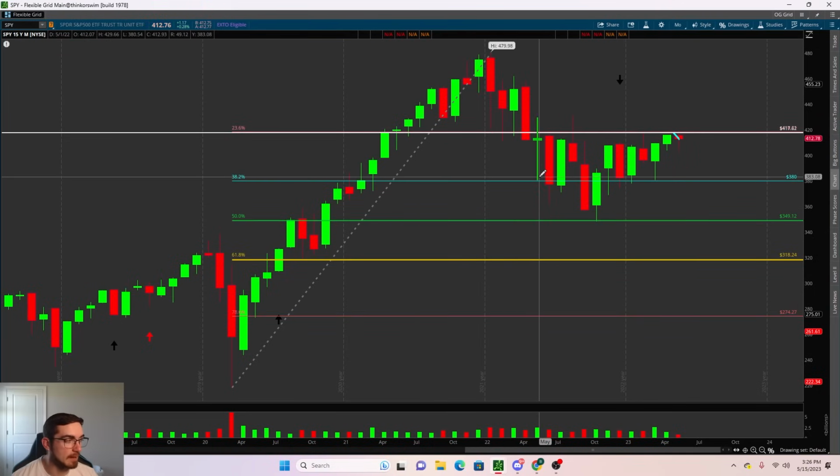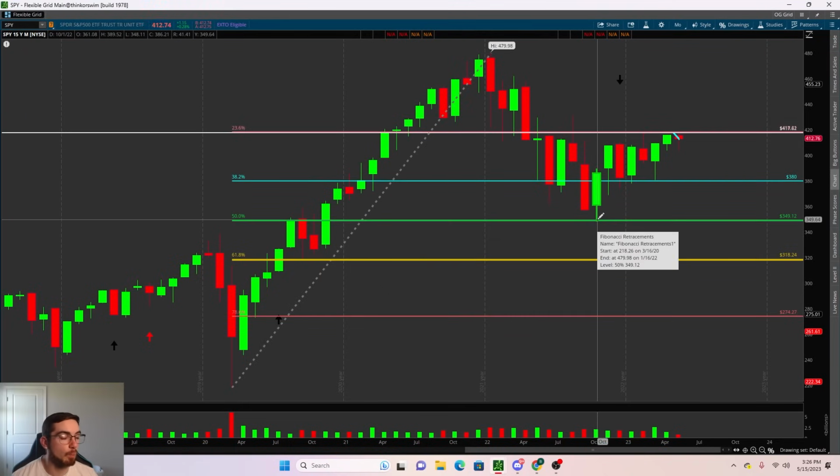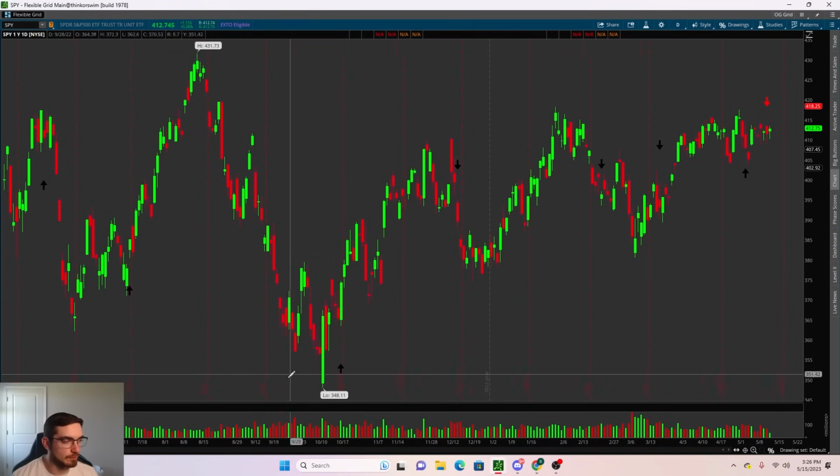You can see price bounced at the 38.2, had a nice move up, and then it bounced right at the 50% retracement, and that was the low of 2022. And we'll take one more look at how to use this for support points.